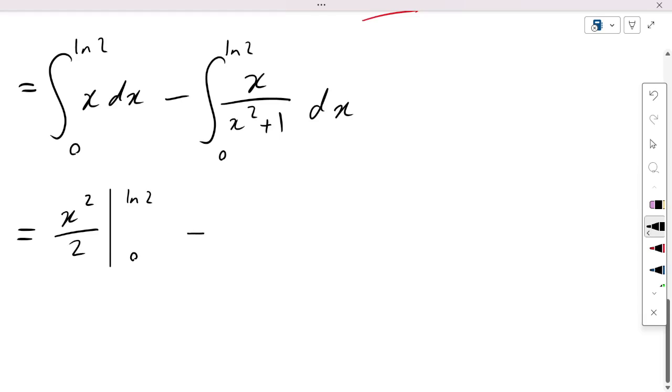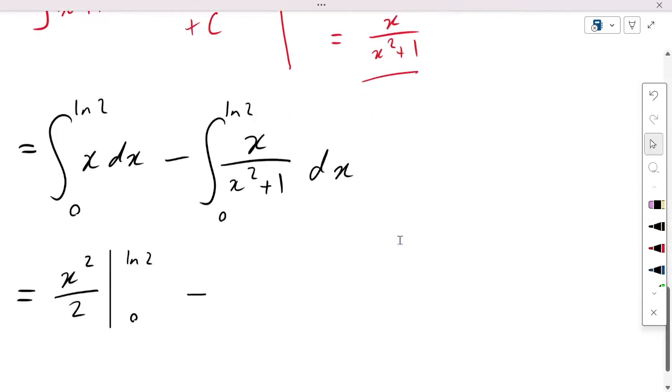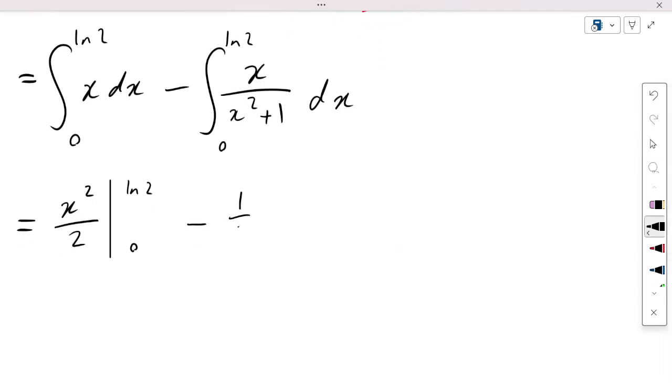And then we're going to have minus the integral of all of this, right? The integral of this with respect to x is just going to give us this answer, but we're going to leave out the plus c because it's a definite integral. So it's just going to give us a half natural log of x squared plus 1, and then this is evaluated at natural log of 2 and 0.